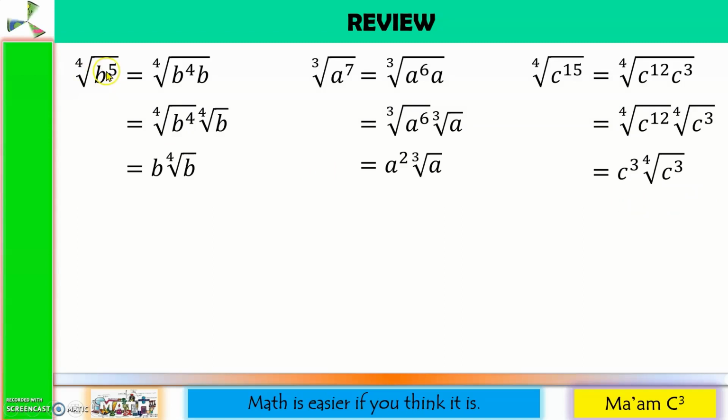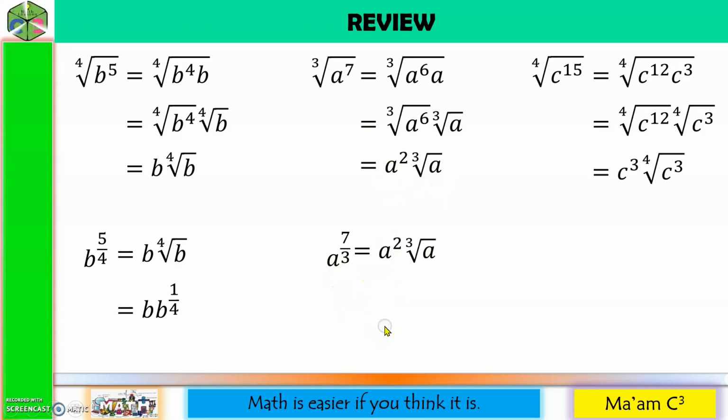Now, fourth root of b to the fifth is the same as b raised to 5 over 4. So this means this is also equal to b fourth root of b. And fourth root of b can be expressed in exponential form as b raised to 1/4. So this is b times b raised to 1/4. This one is equivalent to a raised to 7 over 3. So this is also equal to a squared cube root of a. And when I convert cube root of a into exponential form, this is a raised to 1/3. So this is equal to a squared a raised to 1/3.